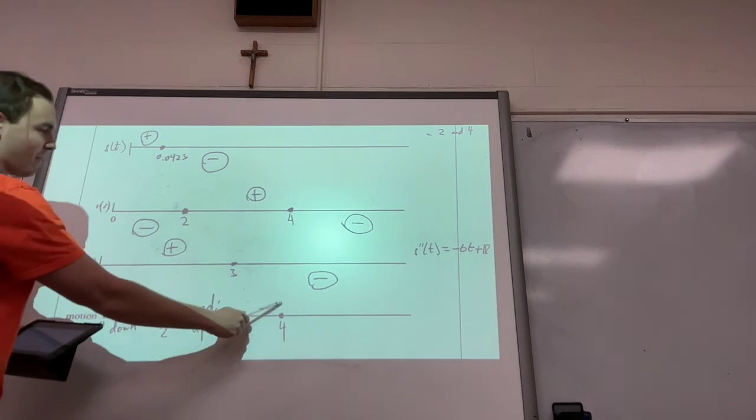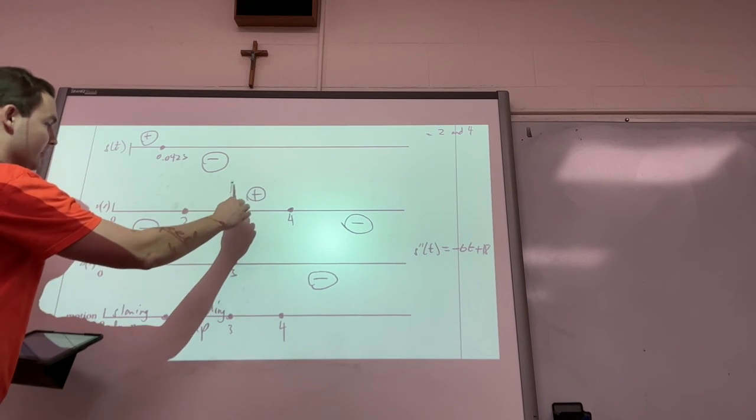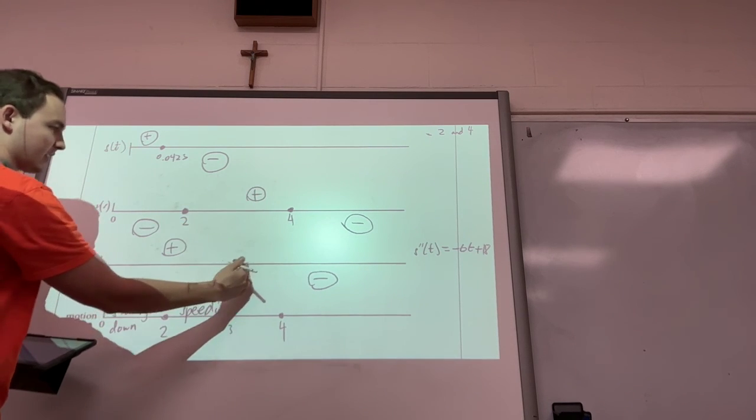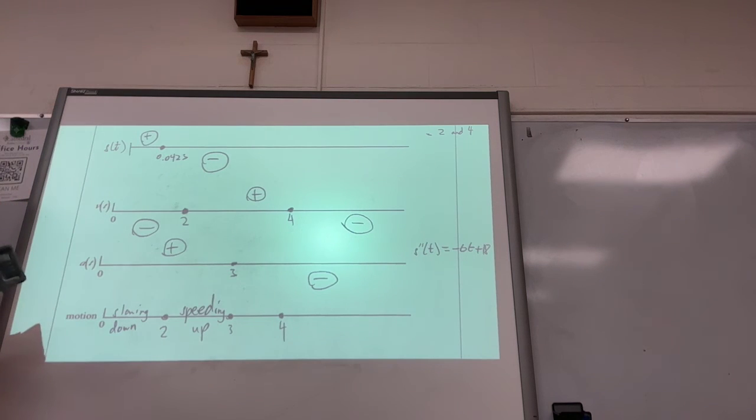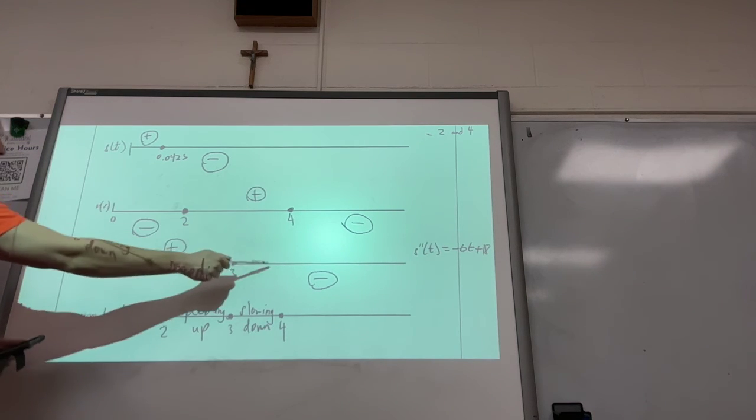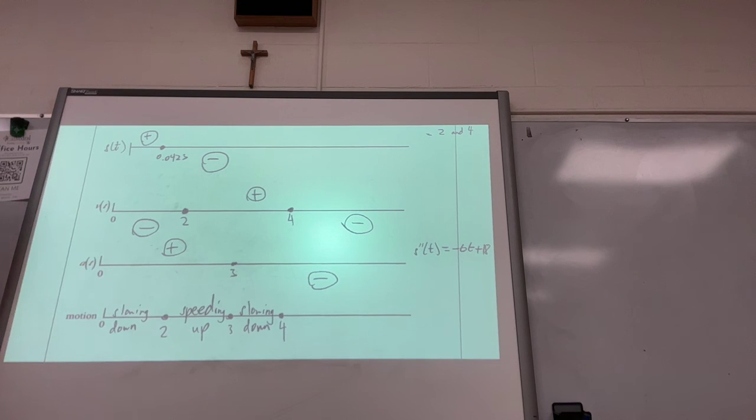From 3 to 4, the sign of velocity is positive. The sign of acceleration is negative, so it's slowing down. Wait, why is it slowing down? Because velocity has a positive sign and acceleration has a negative sign. The signs are different, so it's slowing down. Oh, okay. And then from 4 onward, they're both negative, so it's speeding up.